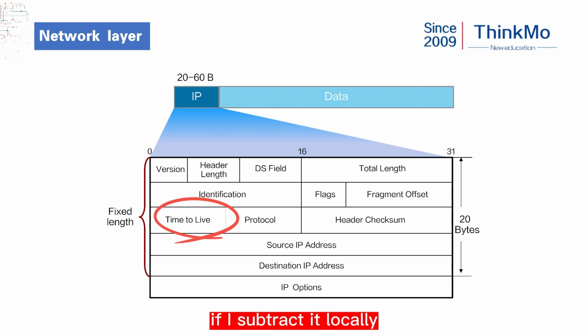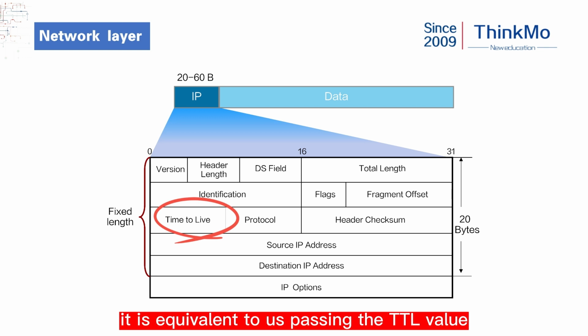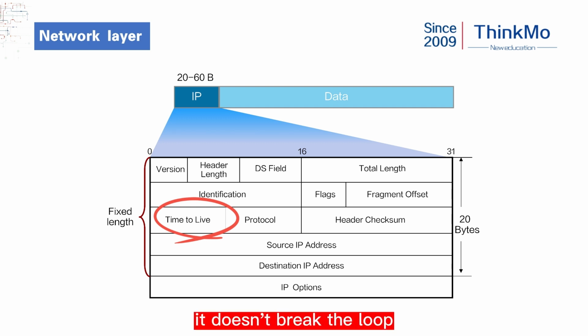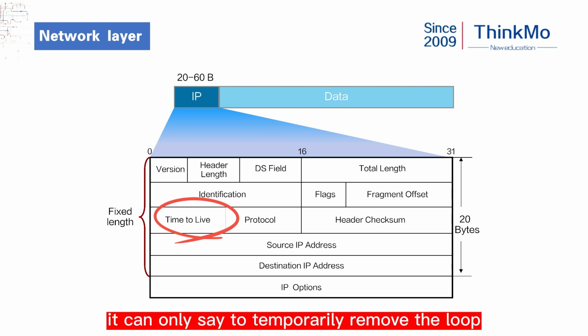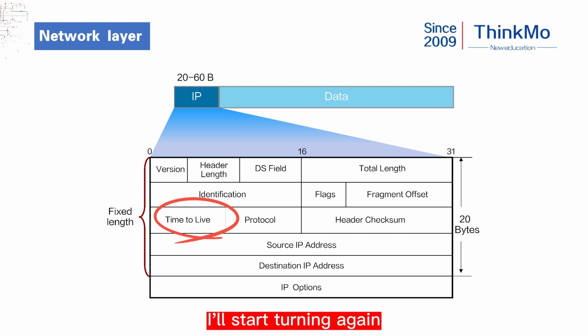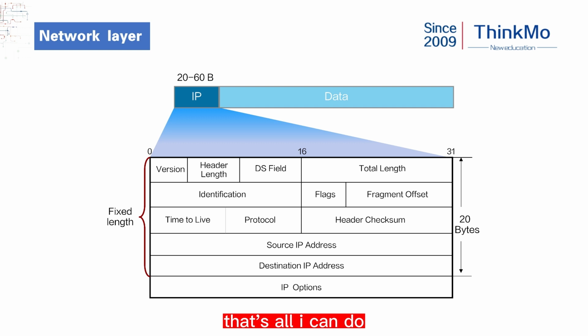If after subtracting locally it is equal to 0, I will throw this message away. It is equivalent to us using the TTL value to temporarily prevent or suppress this round of loop problems in our network. It doesn't break the loop; it can only temporarily remove it. Once the next time you send this message again, it will start turning again, only after 255 times will it be thrown away. This message will not be forwarded in the network all the time. That's all it can do.